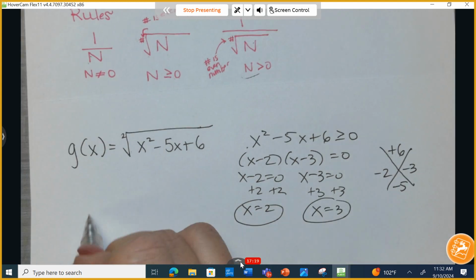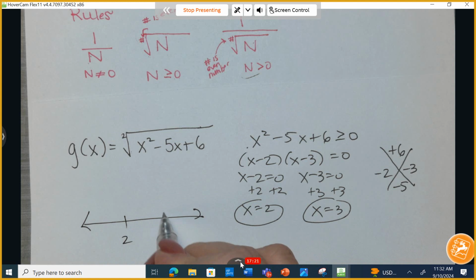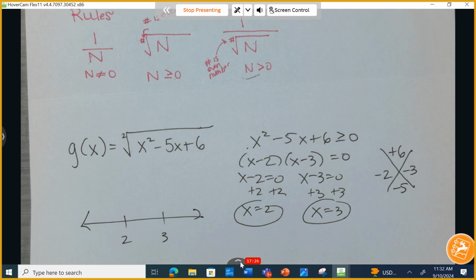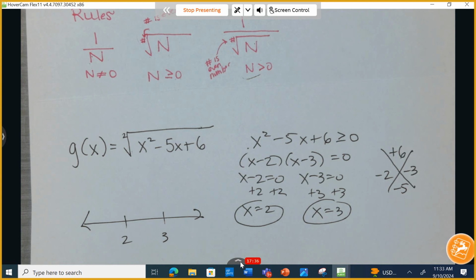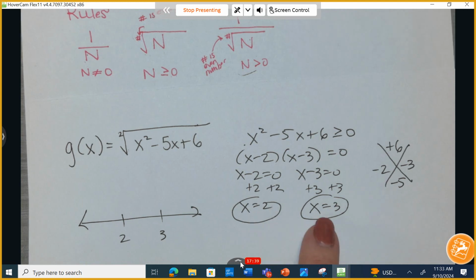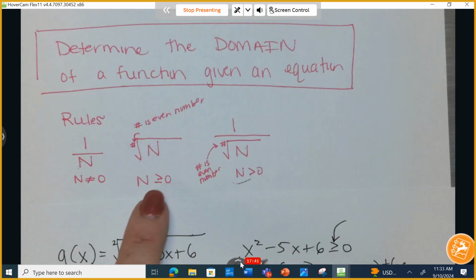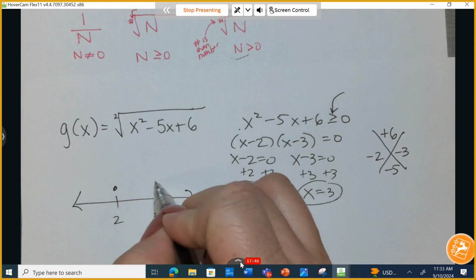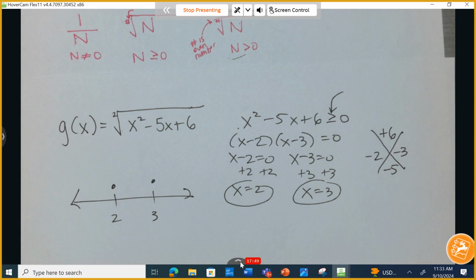So now I get to come over here. Here's 2 and here's 3. I know the hash marks are going to be at 2 and 3. I come up here and I look at the symbol. Notice it was greater than or equal to 0. So what I'm going to do here is I get to have a closed dot at 2 and a closed dot at 3. And now I decide, should it be what we learned in Unit 2? Should it be yes, no, yes, or vice versa, no, yes, no?